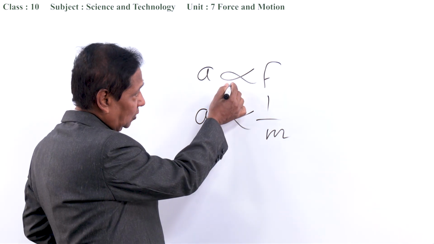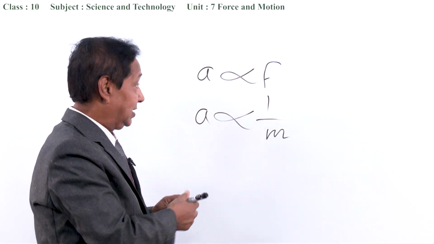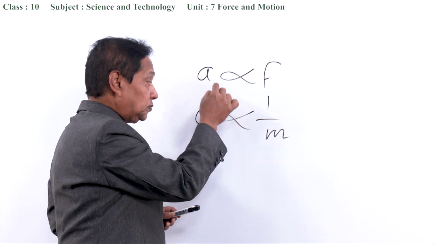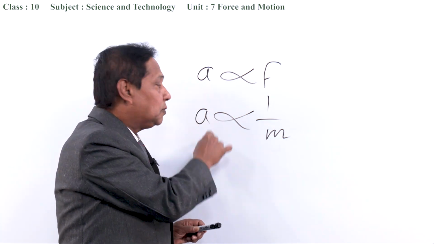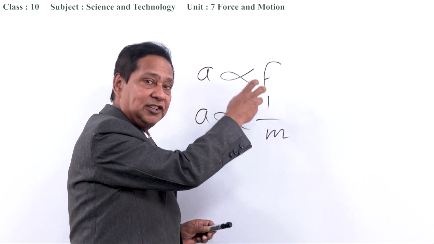The same symbol we read as directly proportional if the quantity on the right hand side is written in the numerator, and the same symbol we read as inversely proportional if the quantity on the right hand side is written in the denominator.